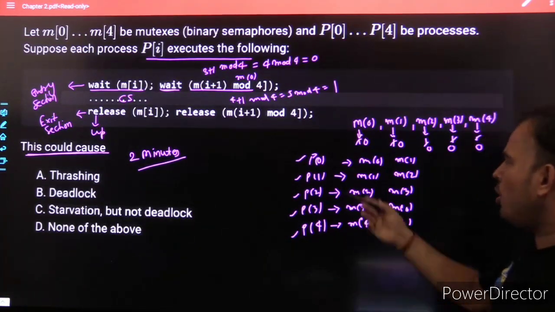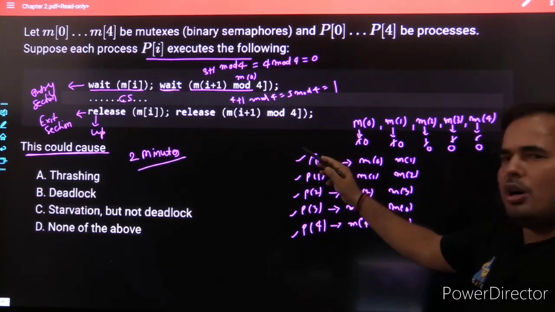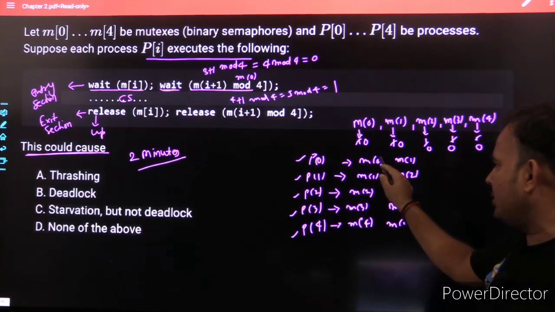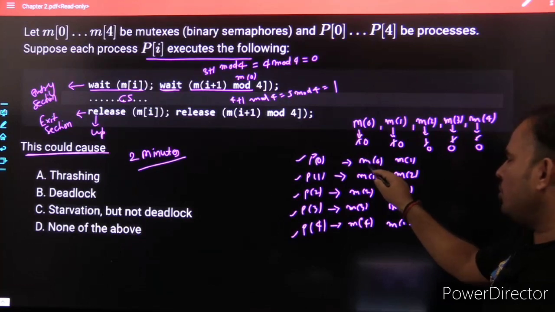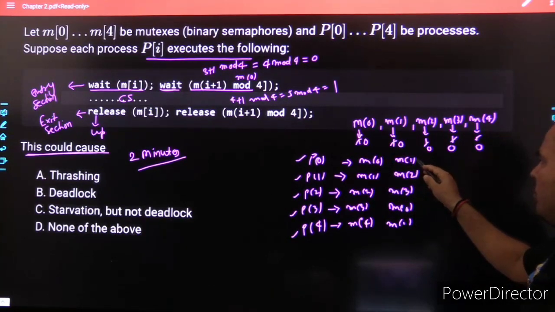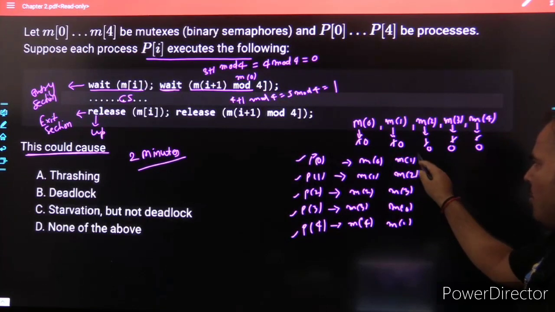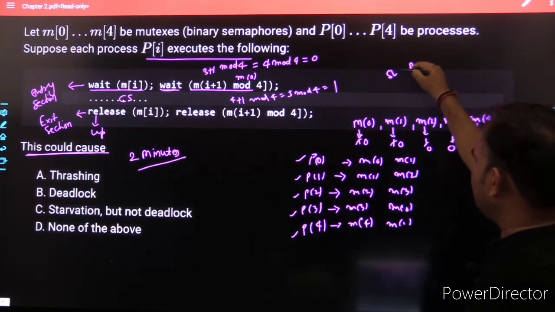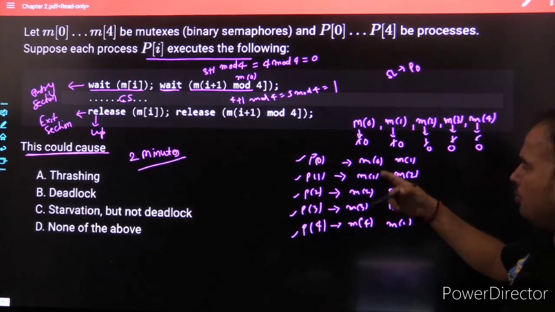Suppose now P0 is resuming again. It already performed the down operation on M0. When it tries to perform the down operation on M1, it will block. It will go into the suspended list. Now suppose P1 resumes.